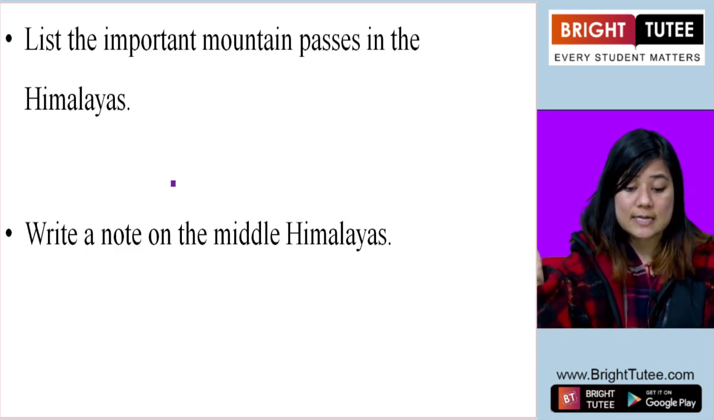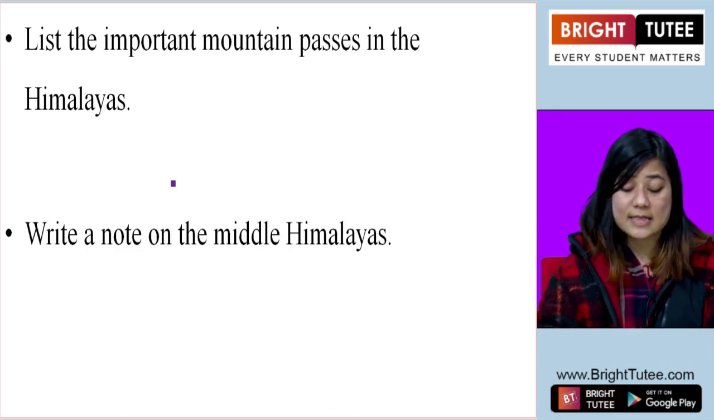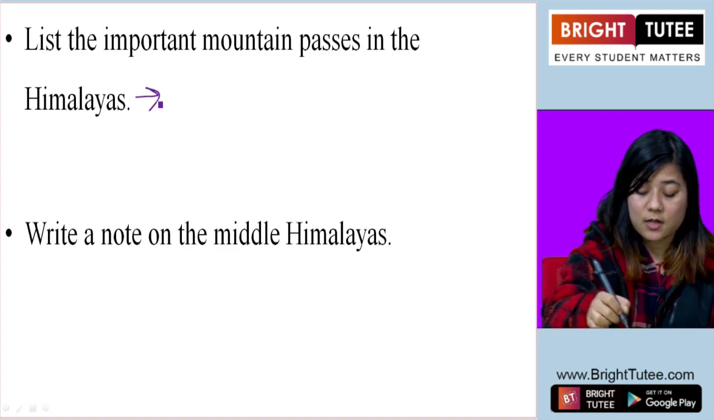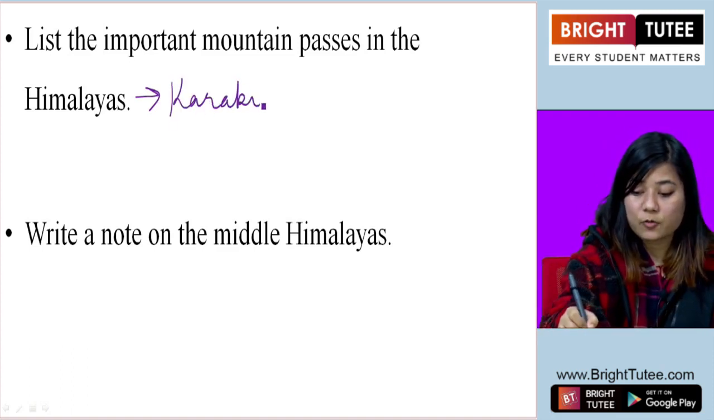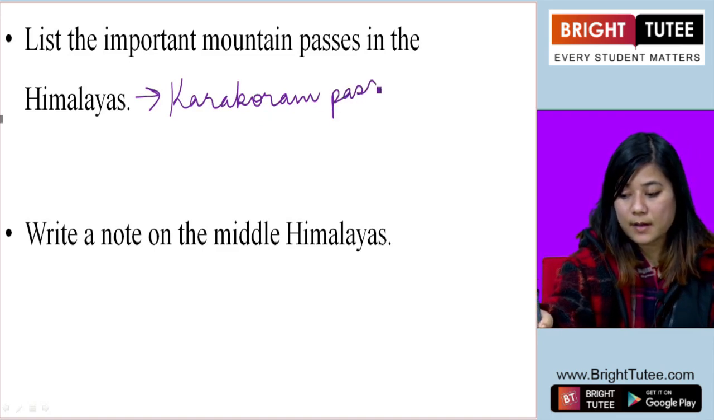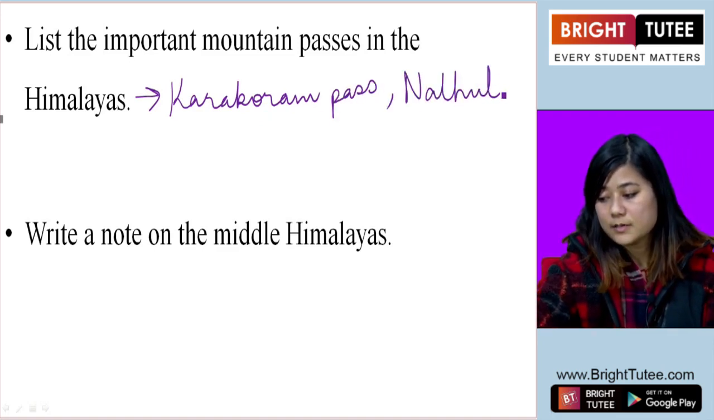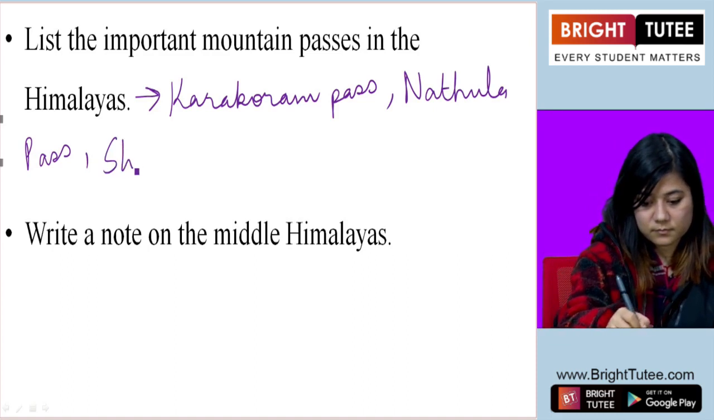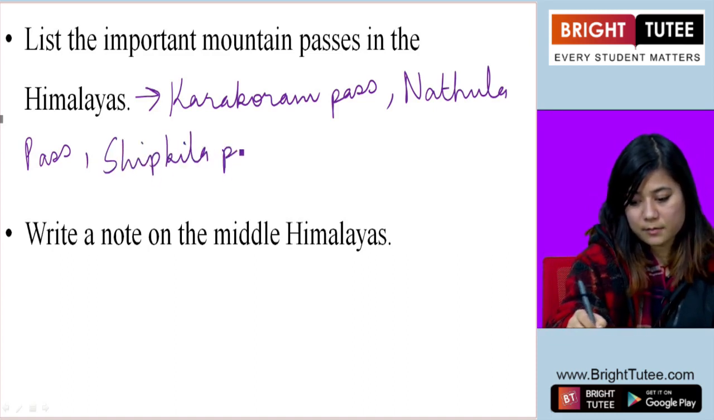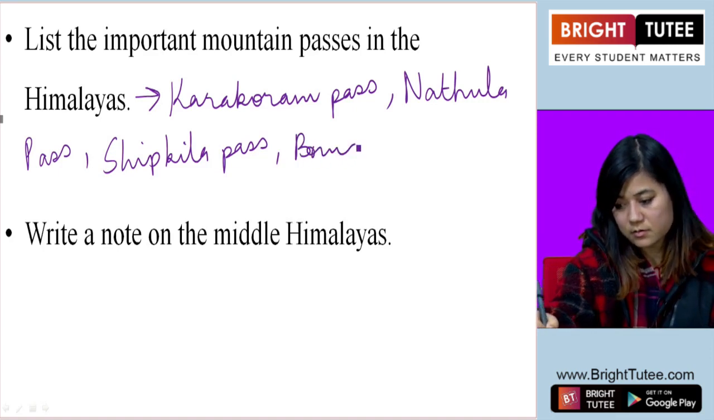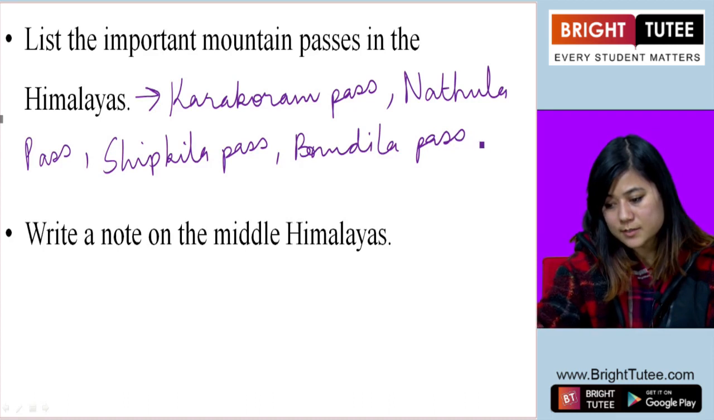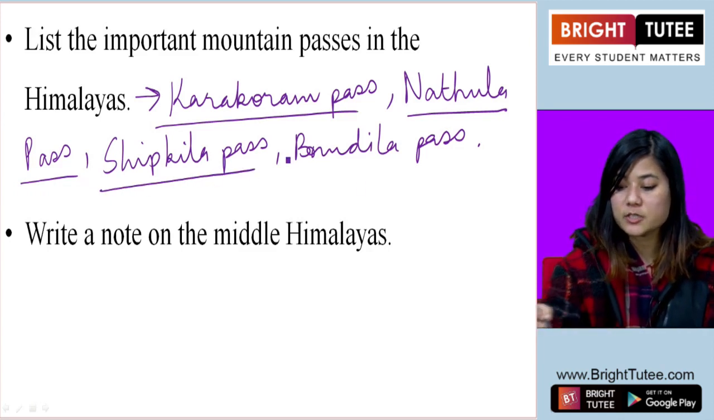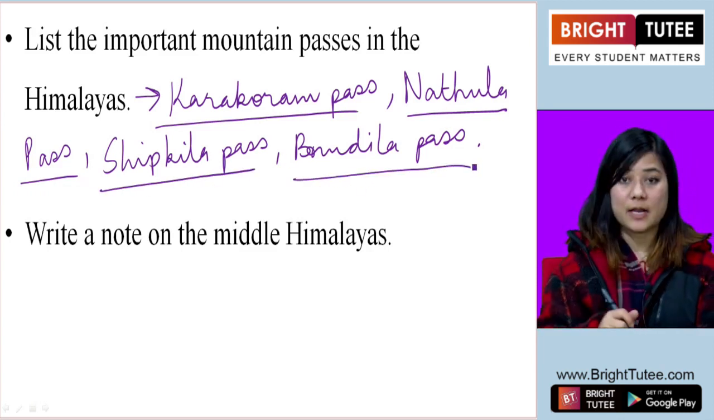The first one says, list the important mountain passes in the Himalayas. So we have to name the important mountain passes. They are Karakoram Pass, Nathula Pass, Shipkila Pass, Bomdila Pass. So these are the names of some of the important mountain passes in the Himalayas.